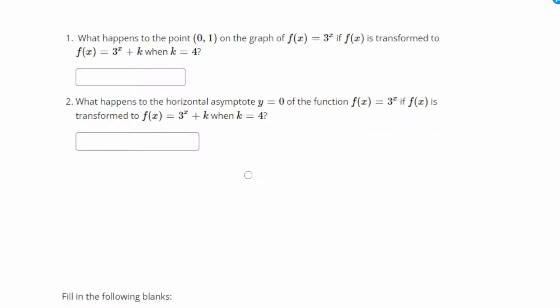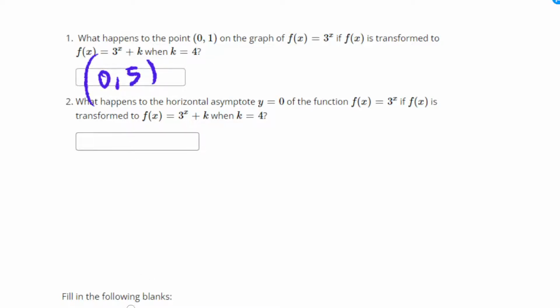What happens to the point 0, 1 on the graph of f of x equals 3 to the x if f of x is transformed to be f of x equals 3 to the x plus k when k equals 4? That was a mouthful. So basically when we have something like a plus, we're adding it to the y, right? So this should be 4. Yep, 5. Sorry, 0, 5. My bad.